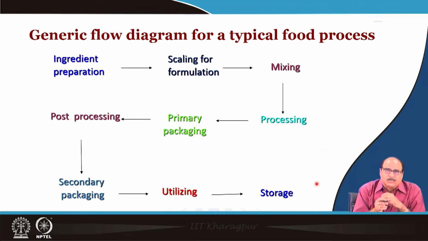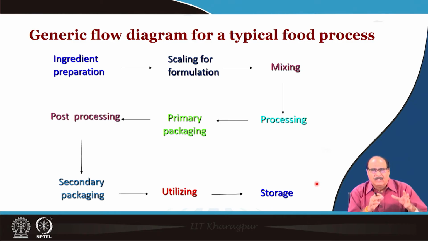Here I have tried to show you a generic flow diagram for a typical food process. When you go for processing any food, sometimes there is ingredient preparation, that is primary processing: sorting, grading, converting into fine powder or paste or juice, whatever is there. Once ingredients are prepared, there is scaling for formulation, either by automatic metering units or by manual metering. That is, the ingredients are taken as per the formula.